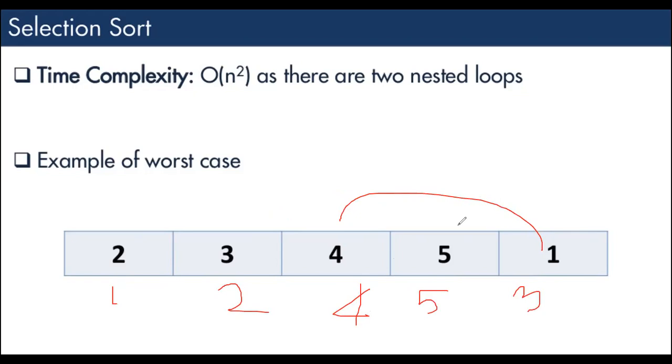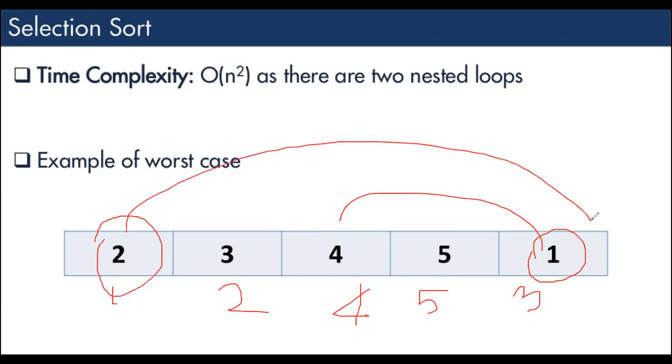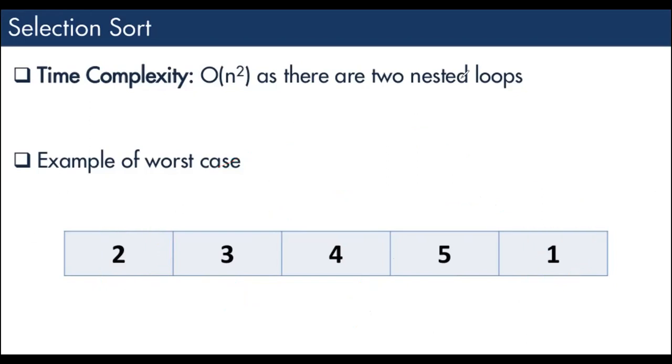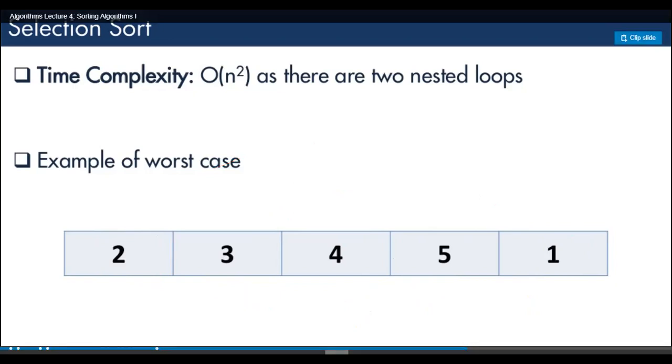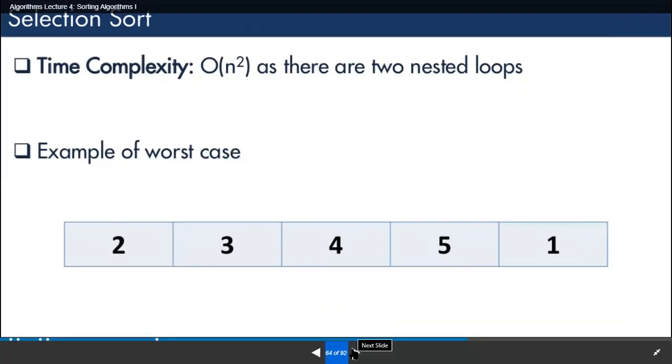So basically what we're doing, the problem is that because the last index was the smallest, in every case we are taking the minimum value, pushing it to the last, and then again we are doing some comparison and so on. So this is one of the worst cases of selection sort. So try this example on your own and you will get the idea why this is the worst case example.